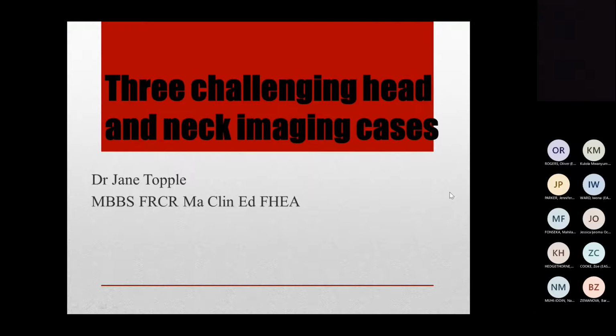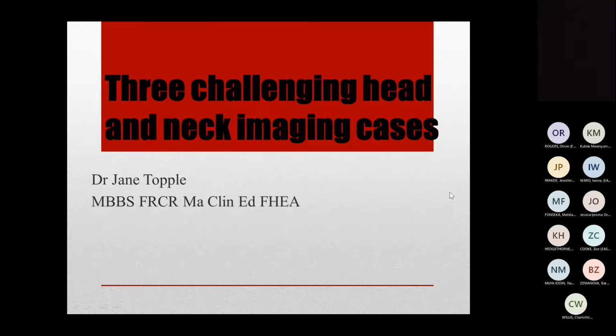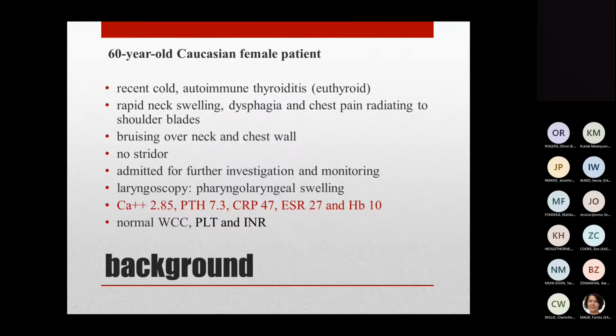I'm going to present to you 3 challenging head and neck imaging cases that I have seen during my time here while working at East Sussex Healthcare Trust. And for those of you who I haven't met, I'm a consultant head and neck and neuroradiologist working here at the Trust. So, the first case, right on into it.